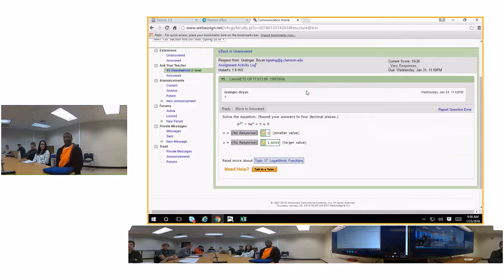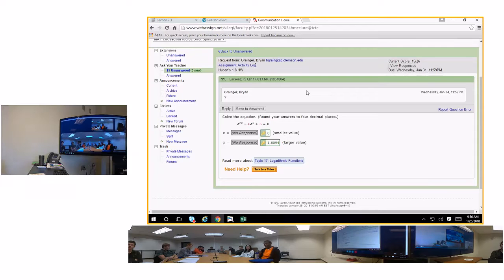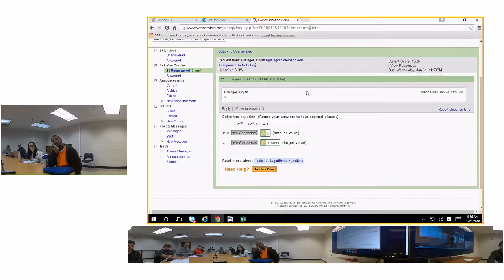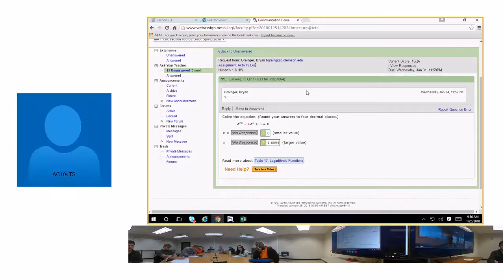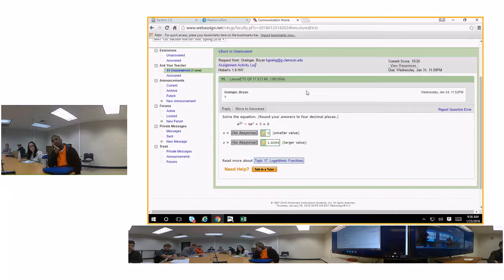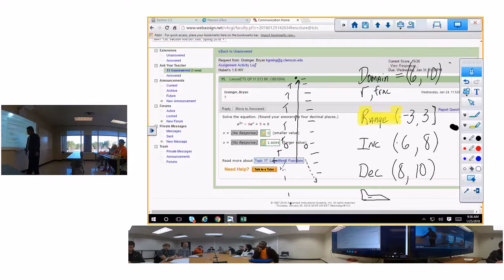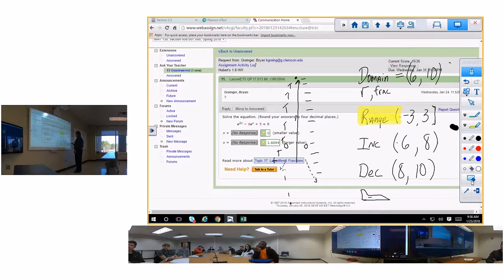There. Okay, this is a good question. e to the 2x minus 6e to the x plus 5 is equal to 0. Does anybody have any idea how we do this one? Wouldn't you factor out the e? You would focus on the e to the x, and you would let u equal e to the x. Okay? Let u equal e to the x.